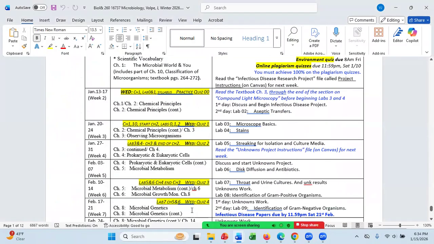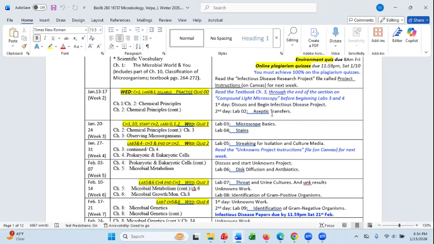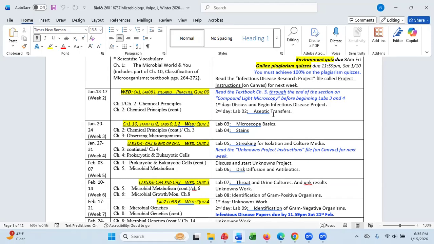Here we go. So today we're going to talk about Lab 2, aseptic transfers. Remember, you need to figure out what you want to do for your infectious disease project and then get it okayed with me. I want to make sure it's actually an infectious disease, and that it's a project you can actually accomplish. Like somebody's already asked, I think, for pneumonia, and I told them that would be way too many agents can cause pneumonia. You have to pick one agent and then write on that one agent. So I want to perhaps narrow it down.